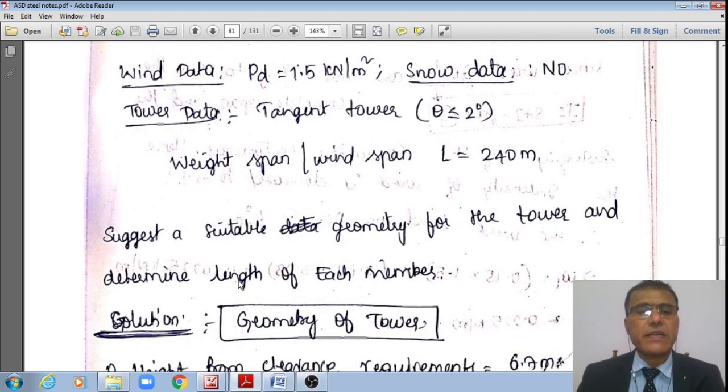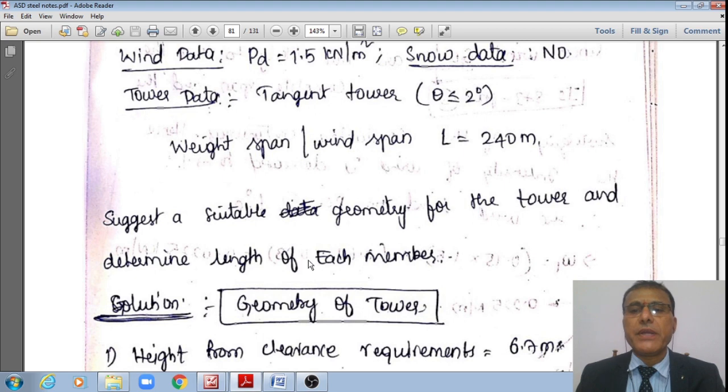Now what is asked, students, is to suggest a suitable geometry for the tower and determine the length of each member. That is, you suggest a suitable geometry as well as find the lengths of each of these members. That is the first part of this design problem. However, in the second part we will once again see its analysis. The third part will see its design.